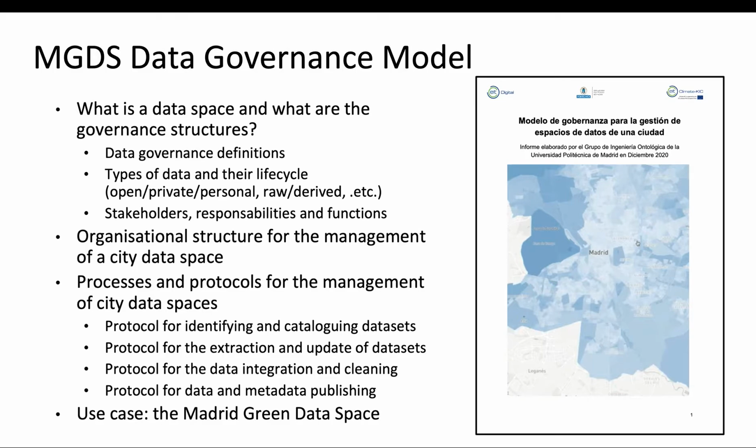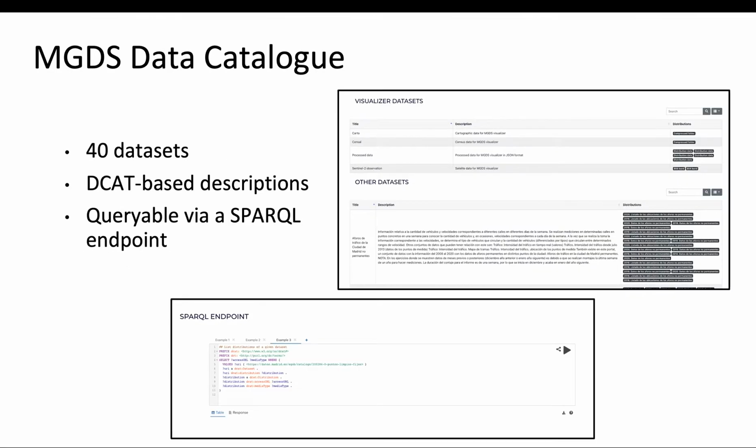And finally, we have provided more details on processes and protocols that can be used for the management of city data spaces, especially focusing on how to identify and catalog data sets, how to extract and update them, how to perform data integration and cleaning operations, and finally, how to generate metadata and how to publish it. This document is available in Spanish for city officials to understand how they could enable or promote city data spaces in their cities. We have been also working on a data catalog.